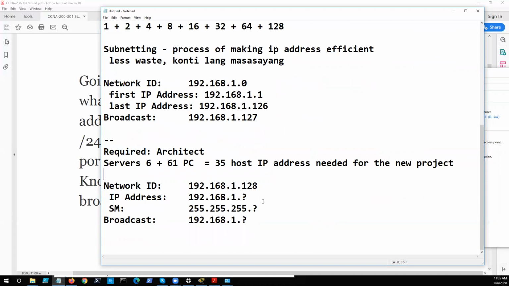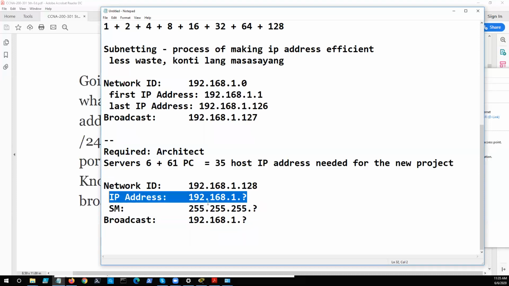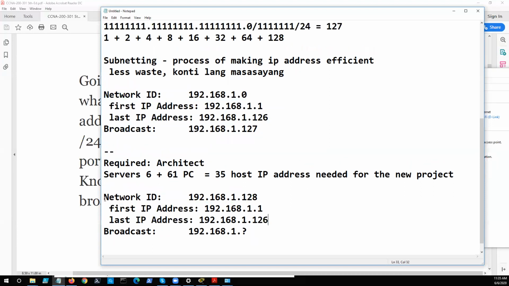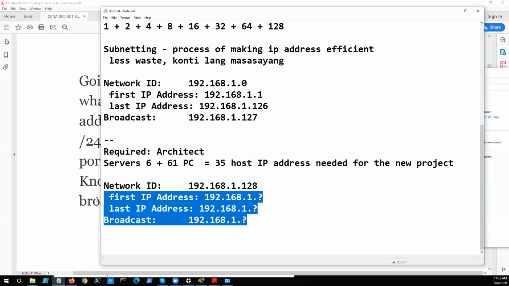Any question? Solve niyo to. So question, what will be the first IP? What will be the last IP address? And what will be the broadcast IP address? Yan. So, solve nyo to. So I'll be checking you, no? Checking desktop nyo.